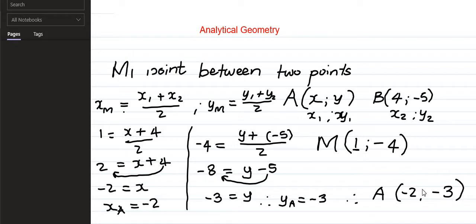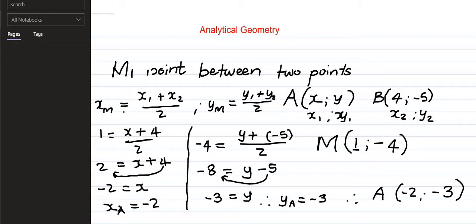So you must be able to write the coordinates of the midpoint when they give you the two other points, and then when they give you one of the points and the midpoint you use the same method to find the other point. It doesn't matter which of the two you are given, but you use the same method to find the other value. Right, so that's how you find the midpoint, and then given the midpoint you are also able to calculate the other coordinate or the other point.